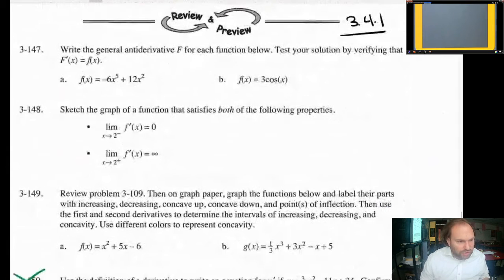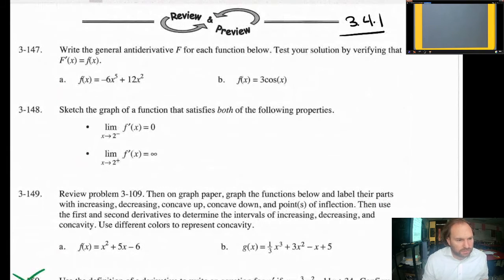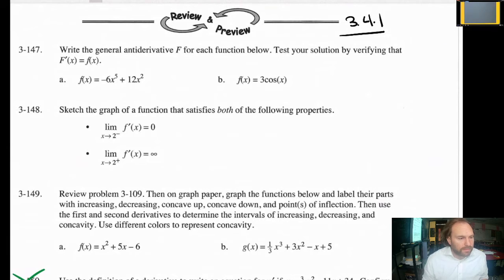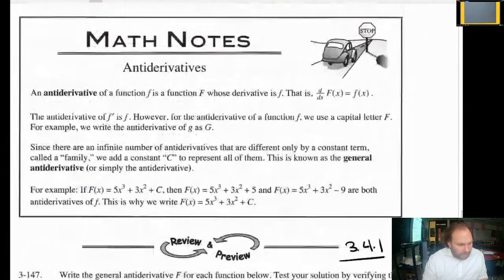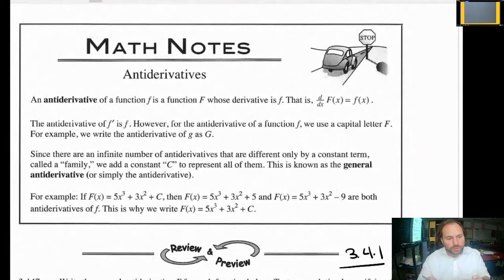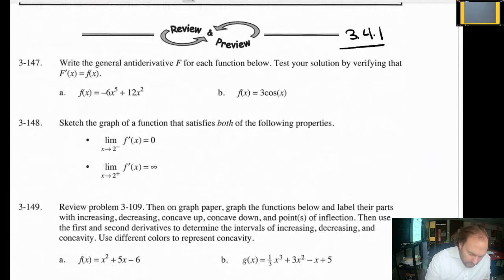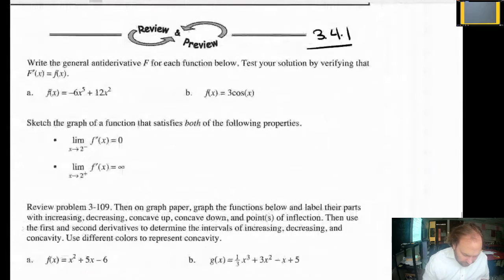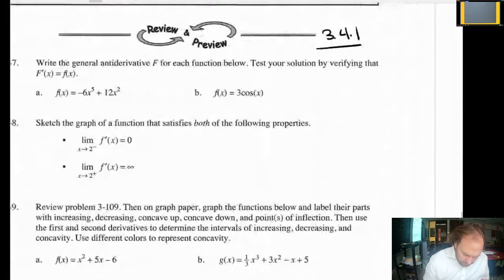3.147 asks for the general antiderivative for each function below, and let's remember that we just learned about this in the math notes box right up above. It's the function whose derivative is the one that they give us. So we're kind of going backwards here. So for question A, I'm going to work off in the space to the side here because I think I need some extra room here.